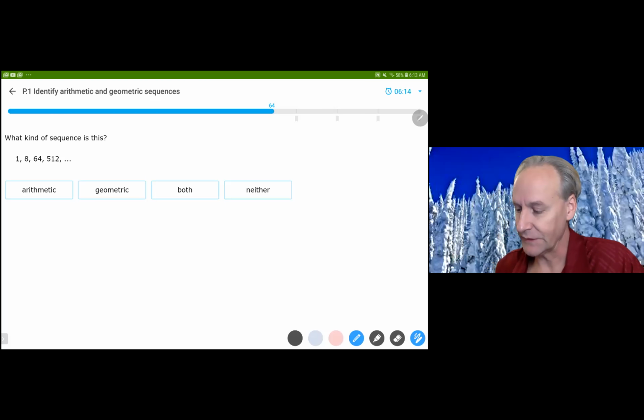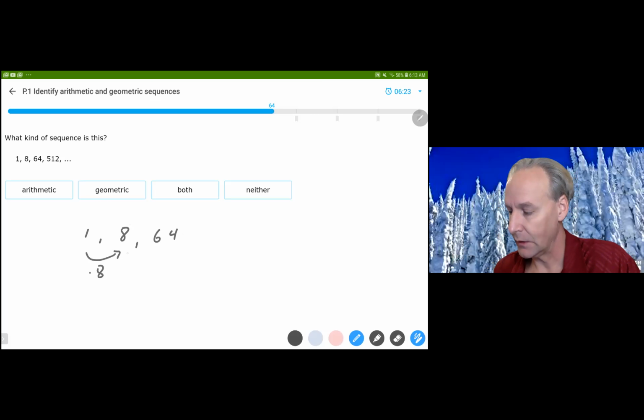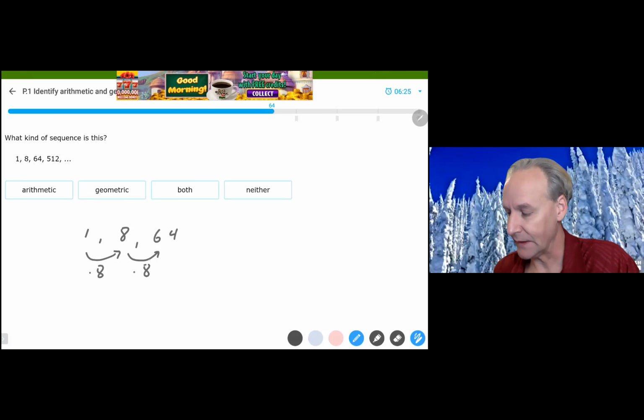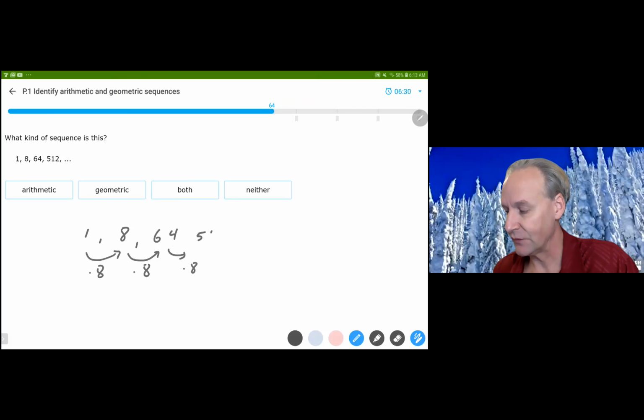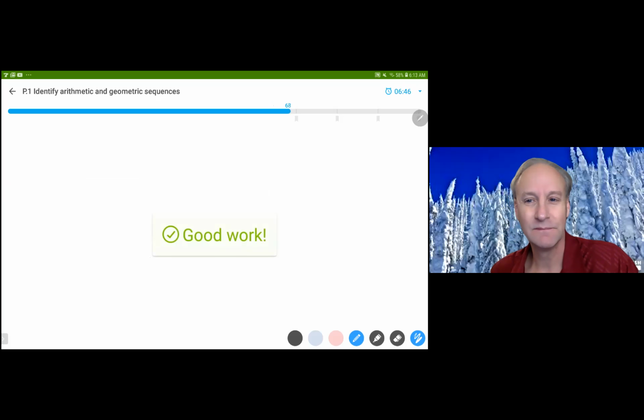So in this one, oh, it's getting big really fast. You know what that means, probably geometric. And it looks like we multiplied by 8. Did we multiply by 8? We sure did. I know that 512 is the next one because I've memorized some of the cubes, and 8 times 8 times 8 is 512. That's one of those things that you want to memorize, and this is definitely which one? What happens when you multiply by a number each time? That's geometric, isn't it?